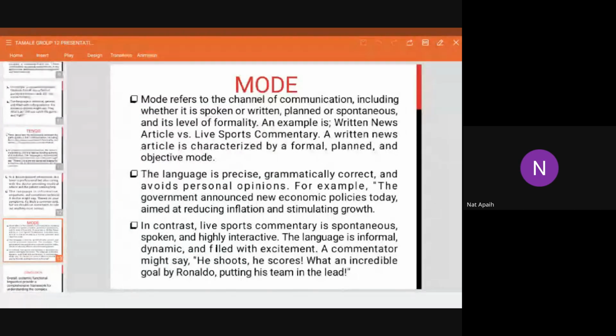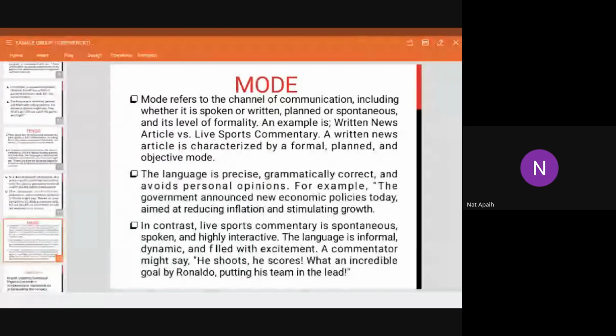For example, "The government announced new economic policies today aimed at reducing inflation and stimulating growth." So the language is planned and well formatted. In contrast, live sports commentary is spontaneous by nature. It is spoken and highly interactive. The language is informal, dynamic, and filled with excitement.